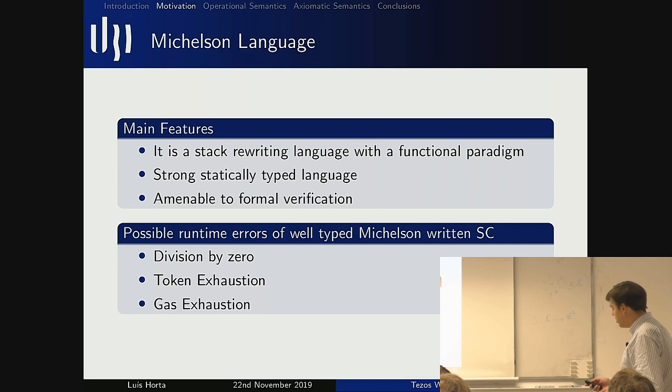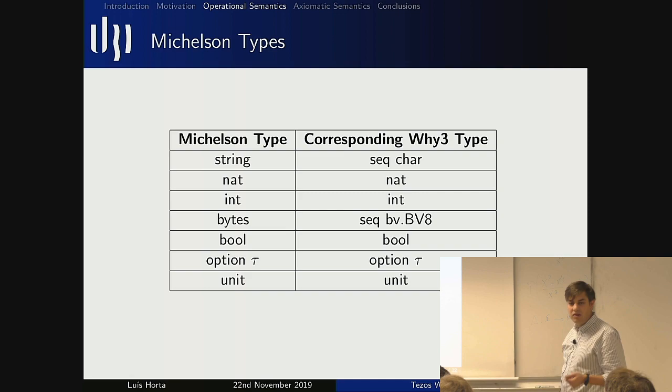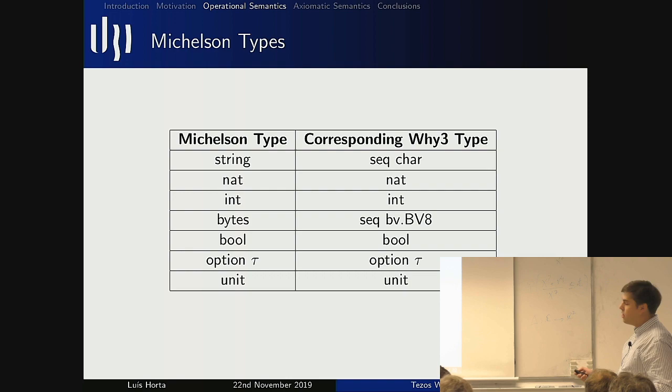And I'm not going to bore you with all the details, just going to show you why we chose Why3, because its types, the ones in the standard library of Why3, already correspond mainly to the ones in the Michelson language, except for the natural numbers that do not exist naturally in Why3, so we had to define them, but I'll show you that afterwards.